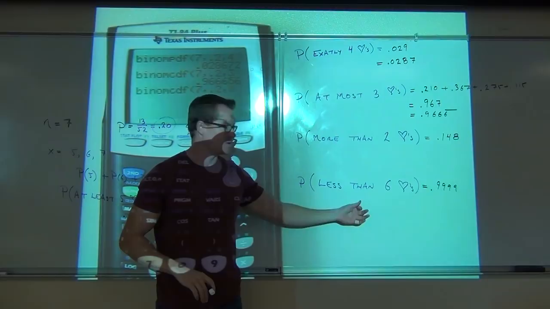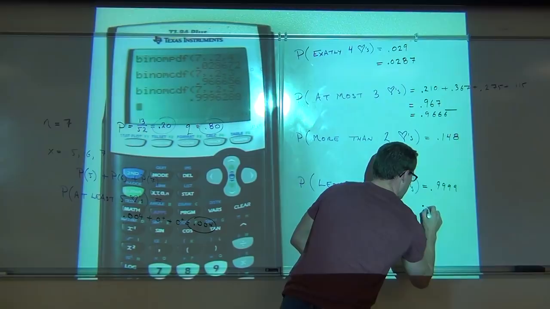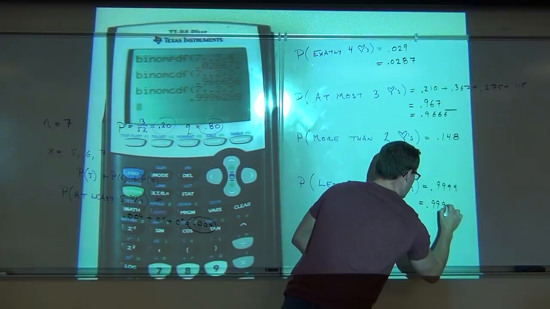Those are the same thing. So I'm gonna put in not 6, because that would add the 6. I'm gonna put in 5, because I know that really the only way that I can accomplish this is 0, 1, 2, 3, 4, or 5. I put in the 5 there, I press enter. 0.9996. According to the calculator, that's what we get.